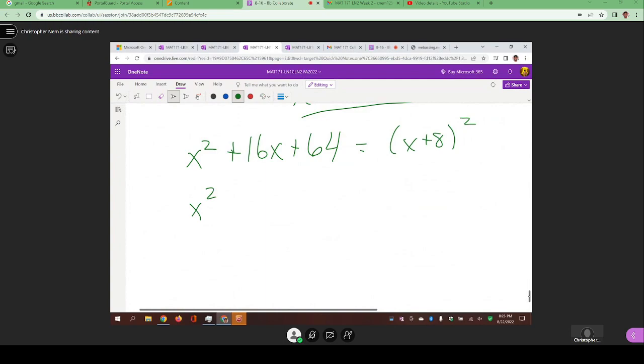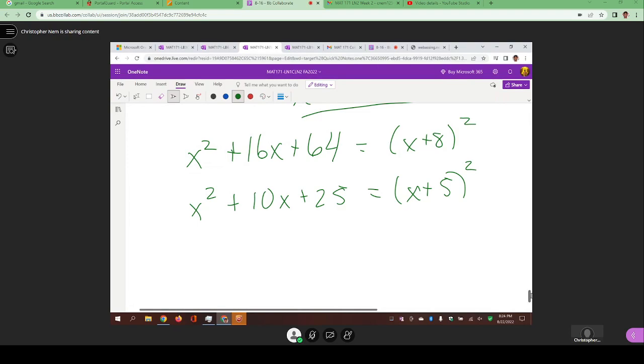Another one is x squared plus, let's do 10x plus 25. This can be written as (x plus 5) squared. These are also perfect squares. Now, we'll go more into that when we talk about completing the square. I just want to introduce that.